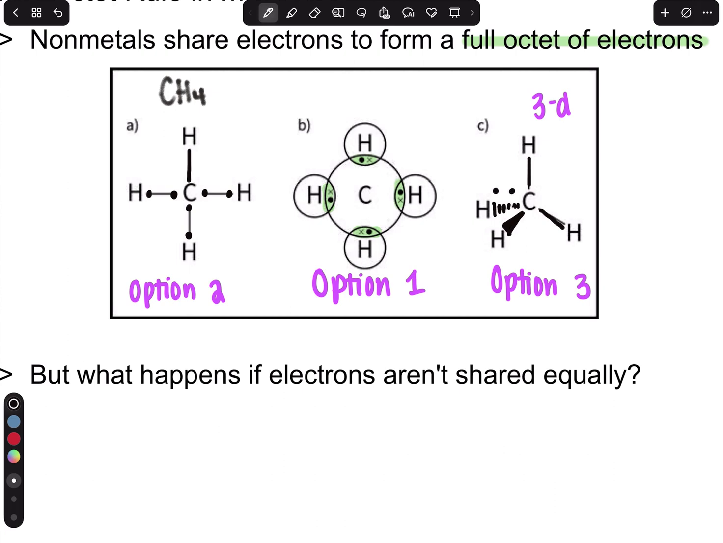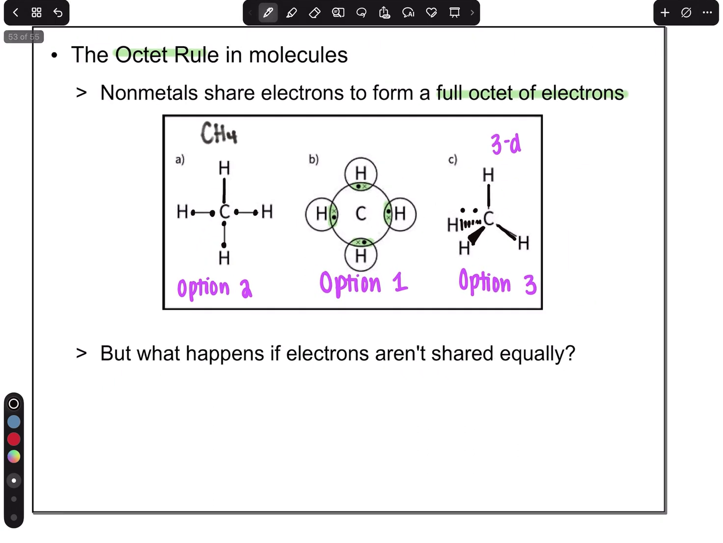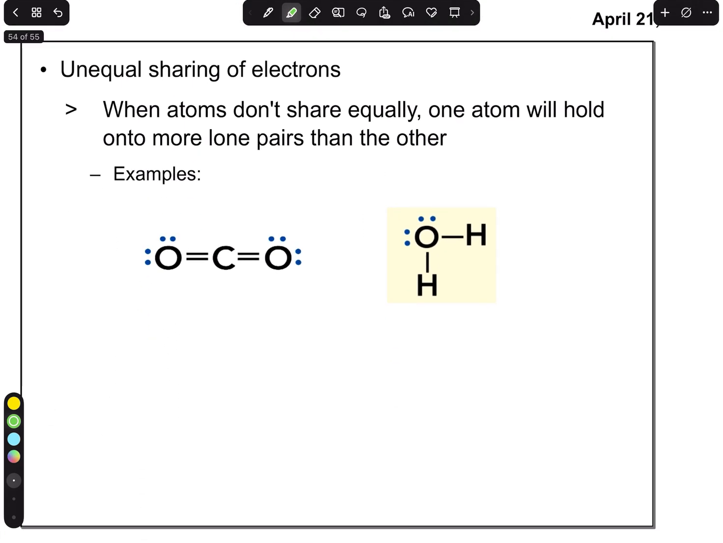All it's trying to show you is a three-dimensional picture. Now, what's nice about this model that we've used so far is that each atom is sharing electrons with the other. There's no extra leftover electrons. But what happens if electrons aren't shared equally? How would we illustrate that? Well, let's find out on some examples on the next page.